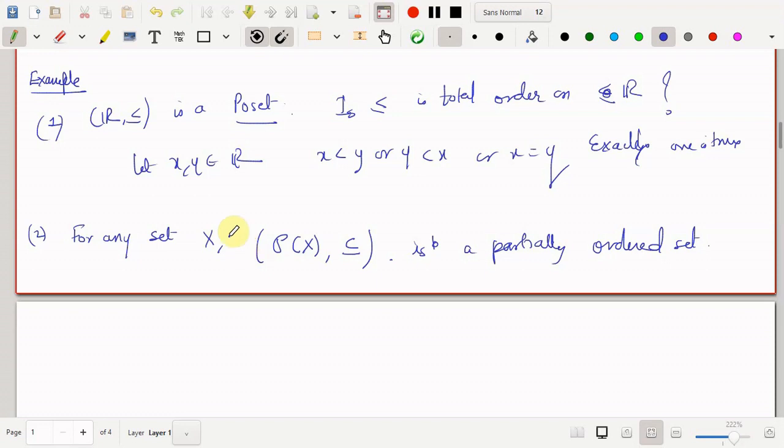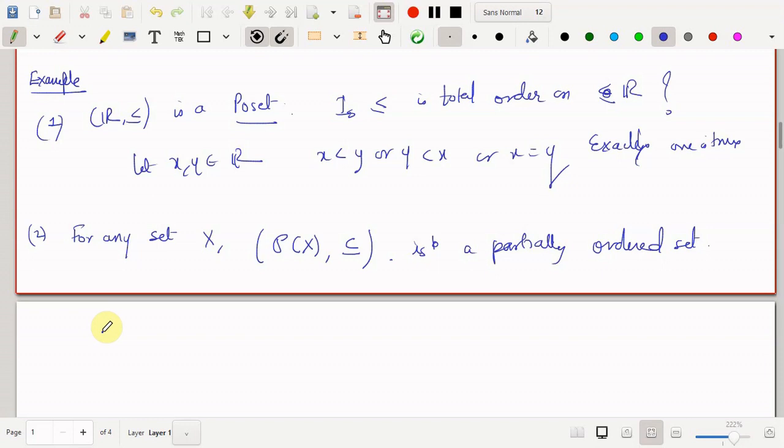This is definitely true if X is a singleton set. If X is a singleton set, then there are only two possible subsets of X, that is, the empty set and that singleton set itself. So in that case, we have only two choices of subsets: the empty set and the set X itself.